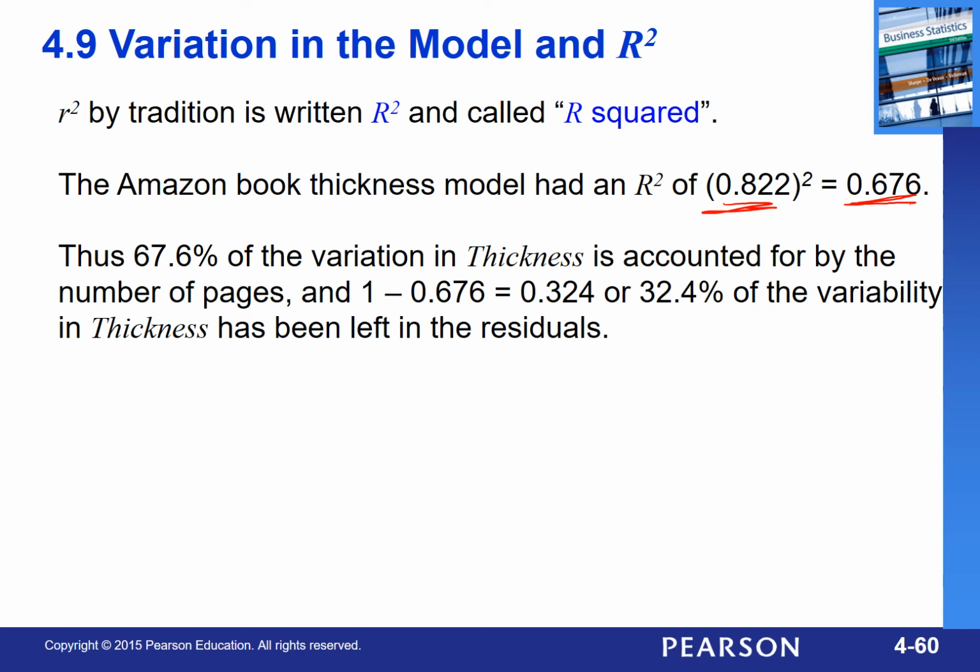Ready? So there's my R value, and I'm just squaring it, and that's the number you get. I was pretty close with my 60. Ooh, that's magic. Okay, so we would say that about 67.6% of the variation in thickness is accounted for by the number of pages. That's it. And about 32.4% of the variability in thickness has been left in the residuals, or not accounted for by your model. So my model was able to account for 67.6% of what was going on.